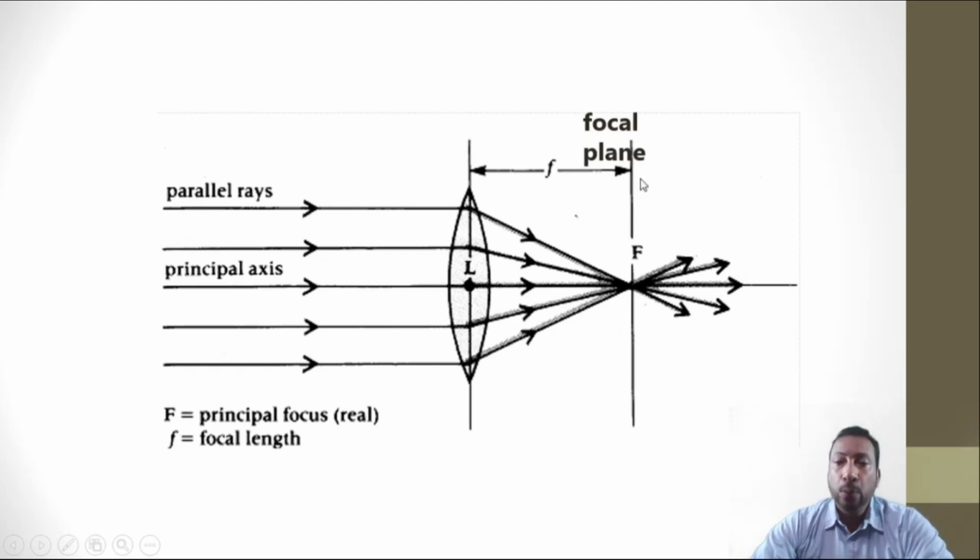This is the focal plane. You can think of it in practical terms as a screen. When you have a projector where you actually project that image onto a screen, that is the focal plane. The distance from capital L to capital F is our focal length, small f. So this is how long or how strong a lens is, all right?